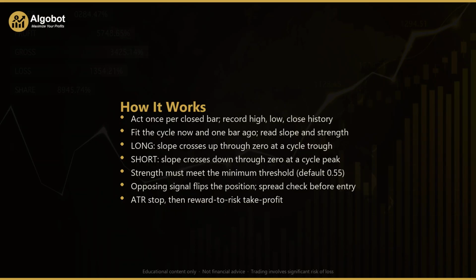Finally, every trade is protected. The strategy measures average true range over its look-back period and sets the stop loss a chosen multiple of ATR away from entry, 2 times ATR by default. The take profit is then placed at a reward-to-risk multiple of that stop distance, 1.5 by default, meaning the target is 1.5 times as far away as the risk. For a long, the stop sits below entry and the target above. For a short, the stop sits above and the target below. The stop and target then manage the trade to completion unless an opposing signal flips it first.